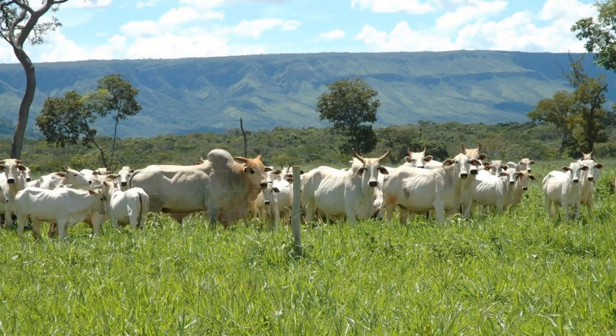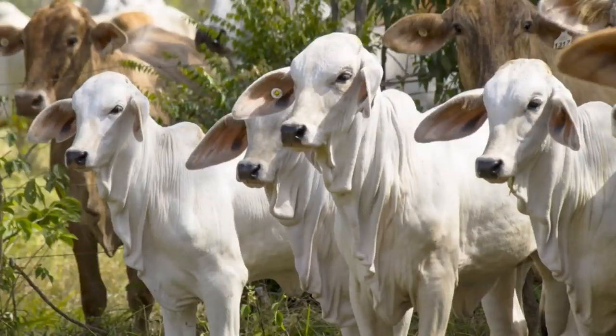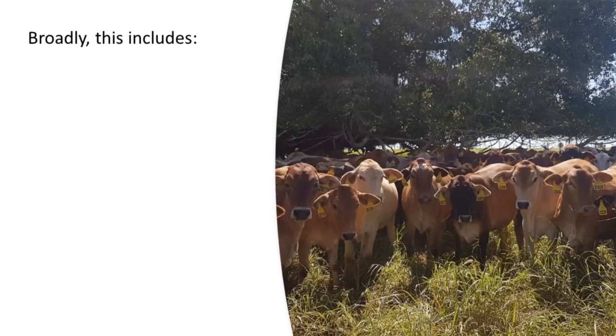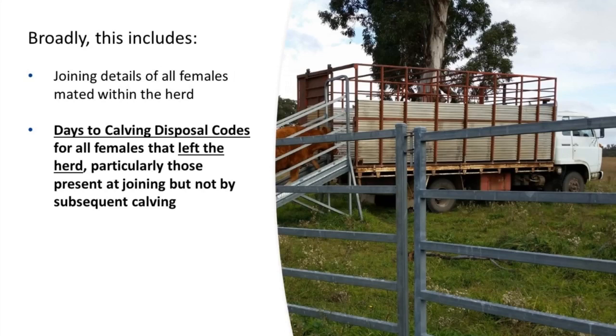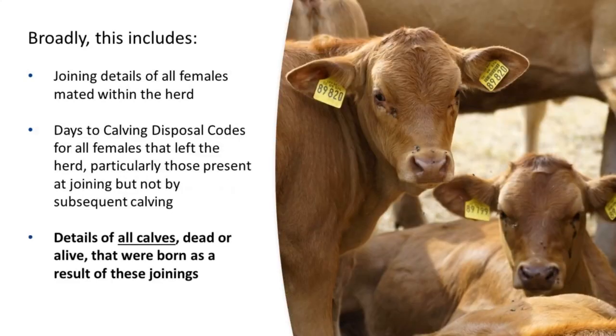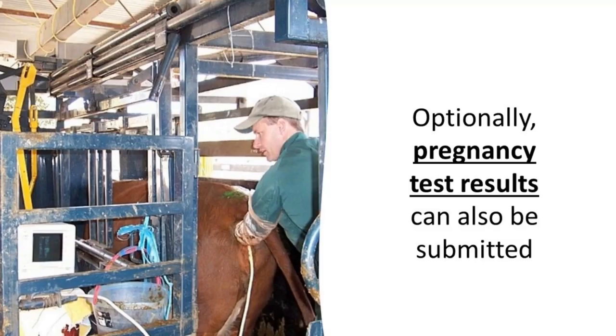When recording Days to Calving information, breeders need to record all events associated with the joinings of their females from the start of the mating period in each breeding season through to when the subsequent calves are born. Broadly, this includes joining details of all females mated within the herd, Days to Calving disposal codes for all females that left the herd, particularly those present at joining but not by subsequent calving, details of all calves, dead or alive, that were born as a result of these joinings. Optionally, pregnancy test results can also be submitted.